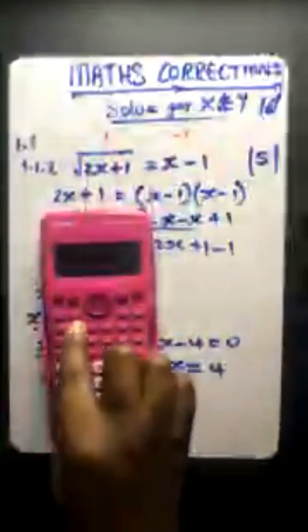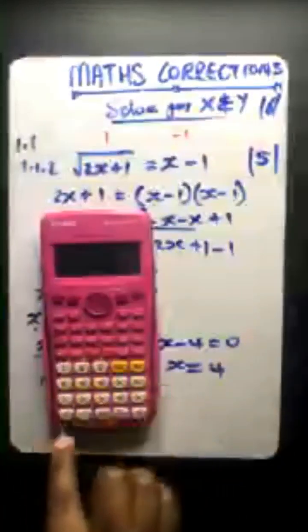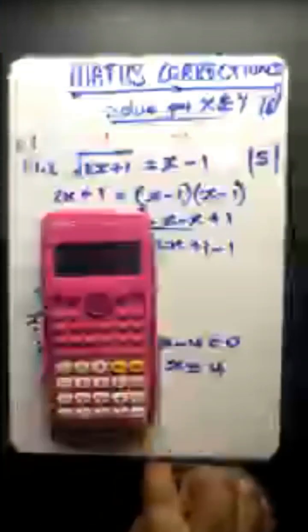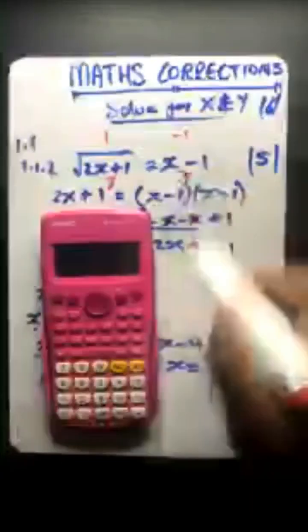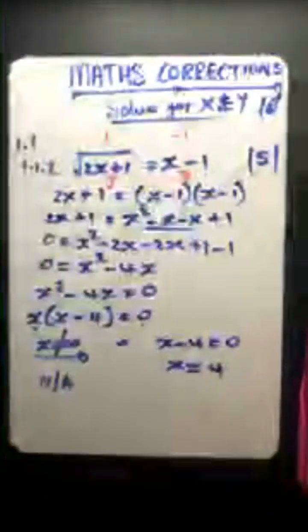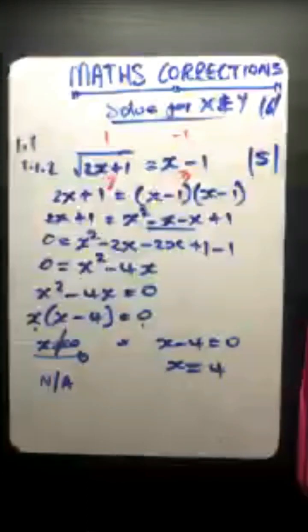Let's try that one. If it's a solution, this side and that side must give the same answer. Square root of 2 into 4 plus 1, I'm getting 3 when I use 4. Obviously here 4 minus 1 is also 3. Then that means this is the one which is a solution.